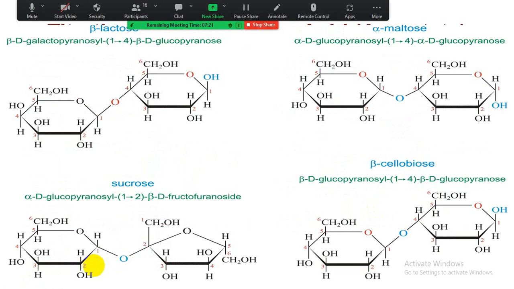Beta 1. Beta 1 what? Beta 1 1. Beta 1 1. You saw it.